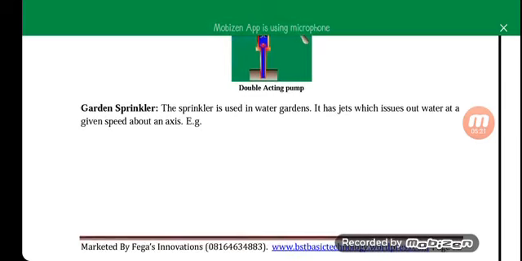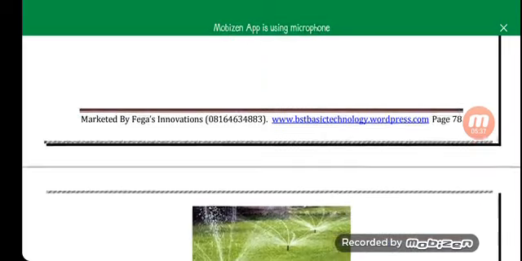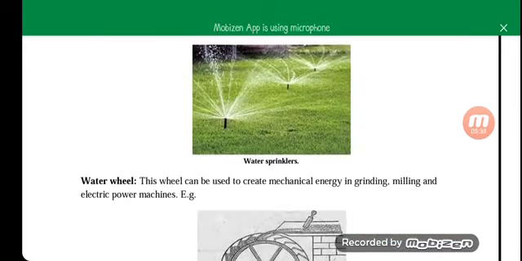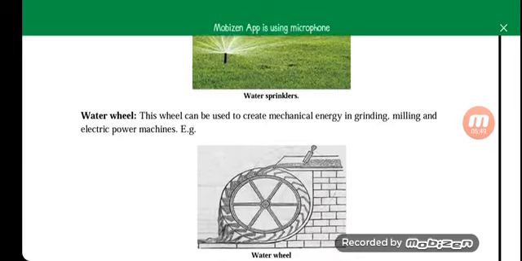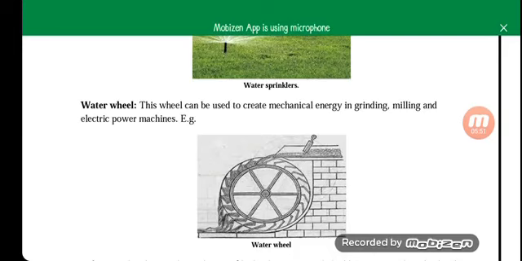So the next one is the garden sprinkler. They use it to water gardens. As you can see in the picture here, the way this sprinkler works is that it moves around, and while it's moving, the water goes far distances in order to give these green plants nutrients. You also have the water wheel.